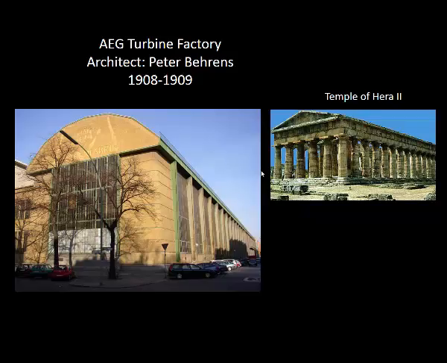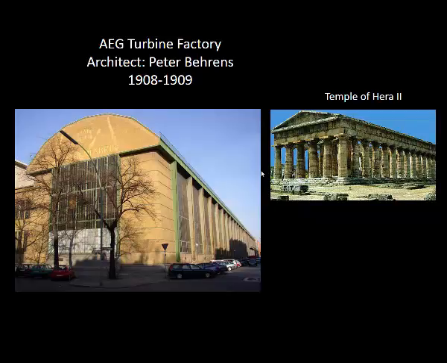All right, Turbine Factory by Peter Behrens. And the reason why I brought this in is because you can see in this comparison that Behrens is influenced by Greek architecture, specifically the Temple of Hera II. And in a reading, you read about Le Corbusier and how he also is interested in looking back to Greek architectural forms for inspiration. So I brought in an additional example to show you how architects are doing this.